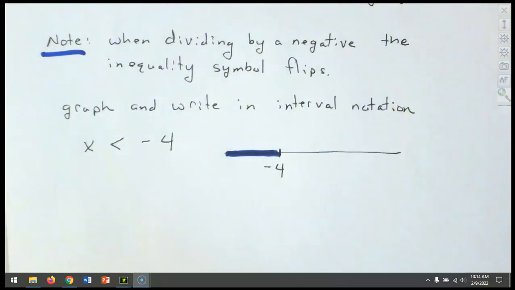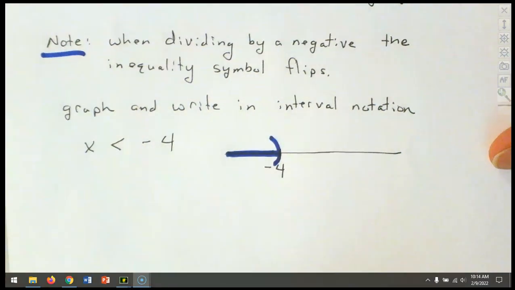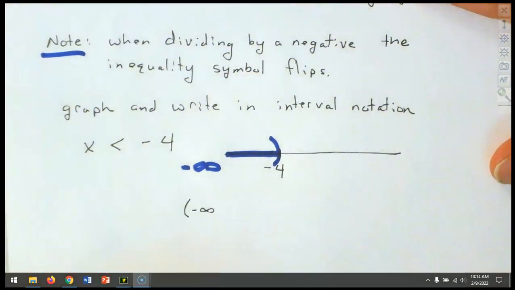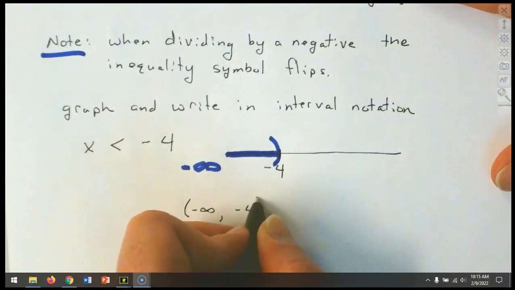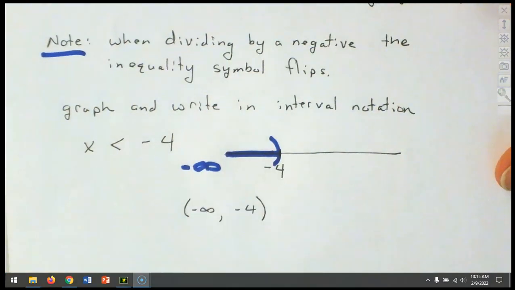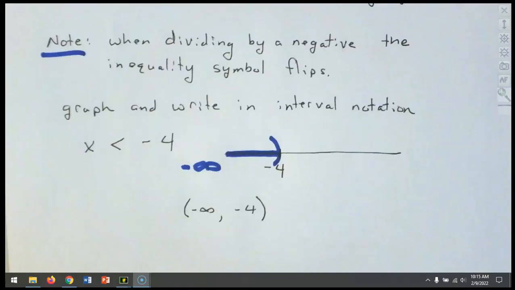And brackets or parentheses here? Parentheses. Yep, this one's going to get parentheses. And where does it go to? Negative infinity. And what would that look like in interval notation? Well, interval notation, that's negative infinity with parentheses, comma, negative 4 also with what? Parentheses. And they come directly from the number line in the same order. So always graph it first, and then use that graph to get the interval notation.